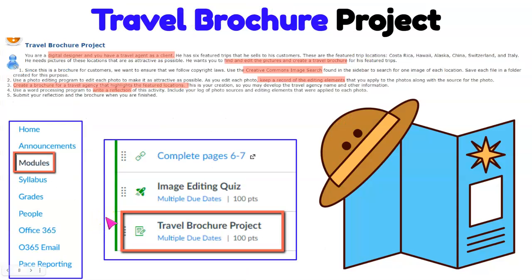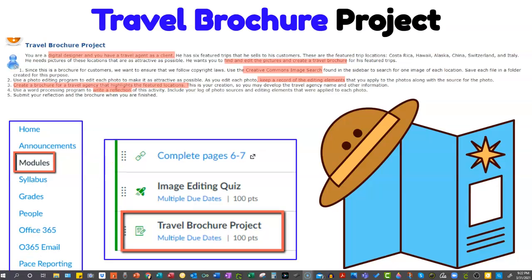Let's take a look at your final project, which is the travel brochure project. Let's take a look at the instructions. It says you are a digital designer and you have a travel agent as a client. This travel agent has 6 featured trips that he sells to his customers. And these locations are going to be Costa Rica, Hawaii, Alaska, China, Switzerland, and Italy.